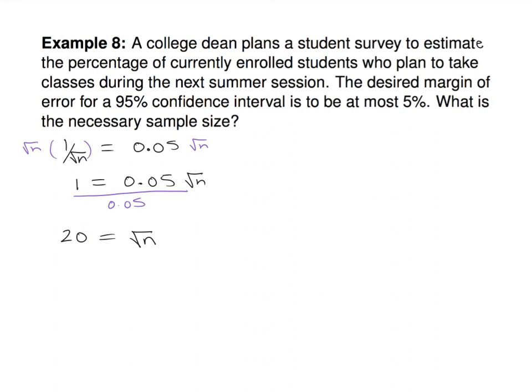And then to undo the square root, you have to square. And this time, no rounding necessary. We see that n equal to 400 is going to be good enough. So we'll learn some more cautionary examples and ways of taking surveys in the next lesson.